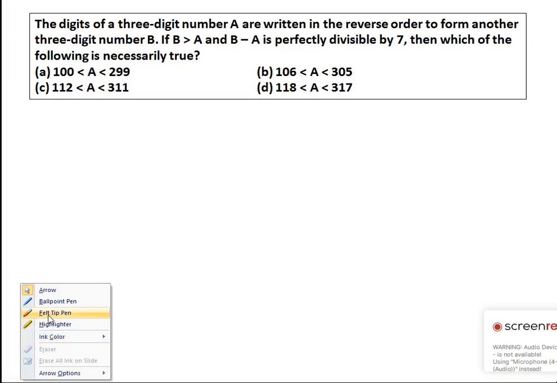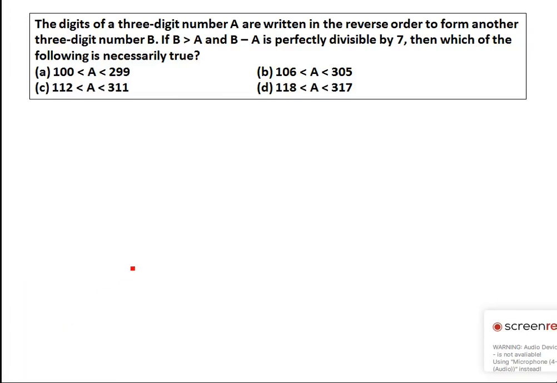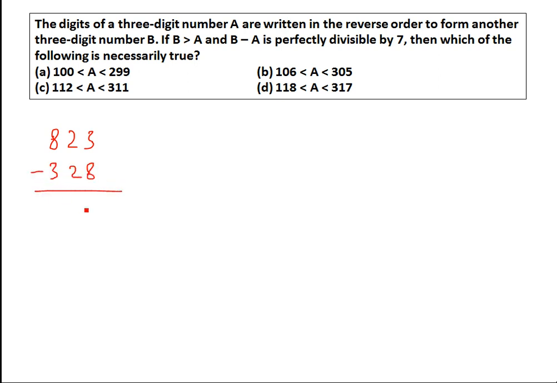Hi friends, the question shown on the screen is a previous year CAT question, but before discussing this question, I am discussing a property of a 3-digit number. Let's suppose a 3-digit number is 823, then its reverse is 328, and if we subtract it, we get 495.